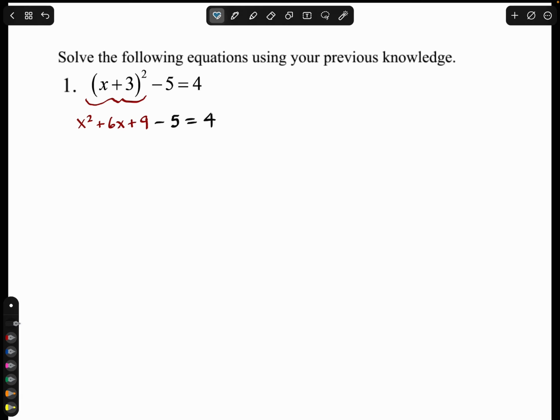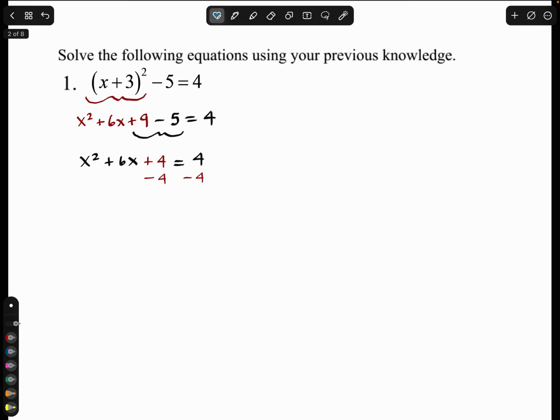Let's just go ahead and finish simplifying on the left side, right? Because we have that positive 9 and that negative 5. So when we combine those, we have x squared plus 6x, and now that becomes a plus 4 is equal to 4. And then since it's quadratic, we'd want to set it equal to 0. So we would subtract 4 from each side. And we end up with x squared plus 6x, and this would give us a 0. Those are both going to be 0 pairs. So this equals 0 right now.